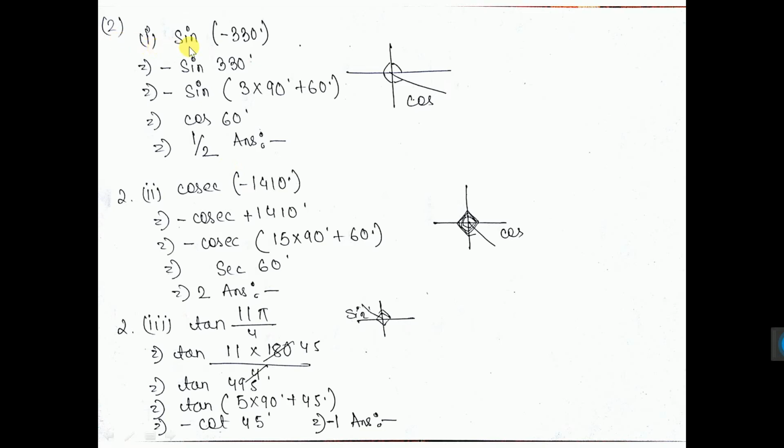See sum number 2 part 1. We have to find the value of sine minus 330 degree. I told that sine minus theta equals minus sine theta. This is one formula. So sine minus 330 degree equals minus sine 330 degree. This can be written as 3 into 90 plus 60 degree. 3 nines are 27, plus 60, that is 330. Here it is an odd multiple.